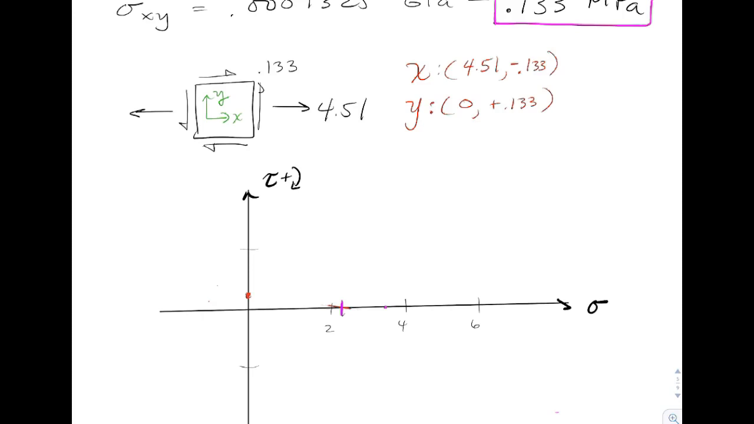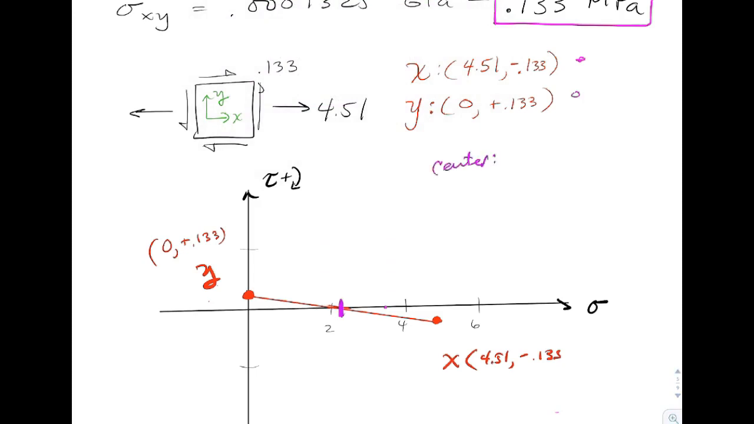So all we need to do is plot our points. So x and y. We'll go ahead and do those in big red here. So there would be the y point. I'll go ahead and put 0, plus 0.133. Go ahead and put the X point on here, about right there. So that X point, 4.51, comma, minus 0.133. We'll go ahead and draw a straight line right between those. And so we see that we have found the center of that circle.